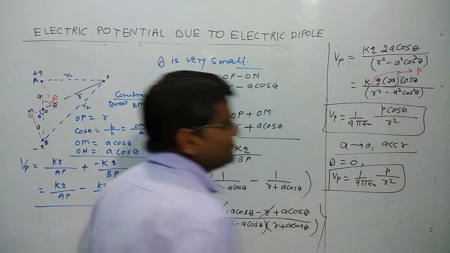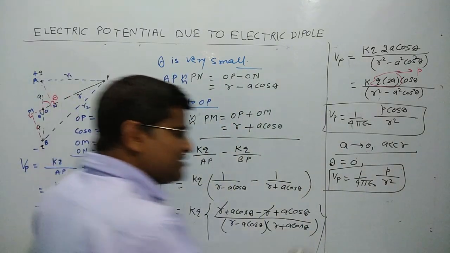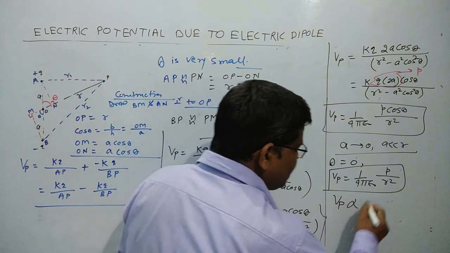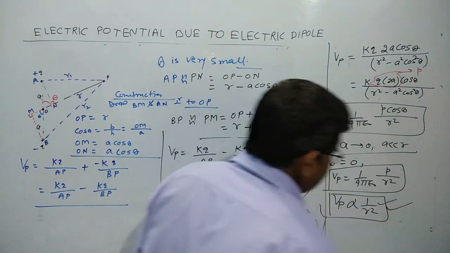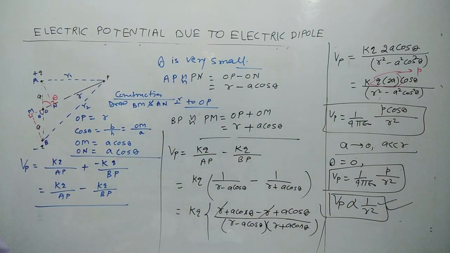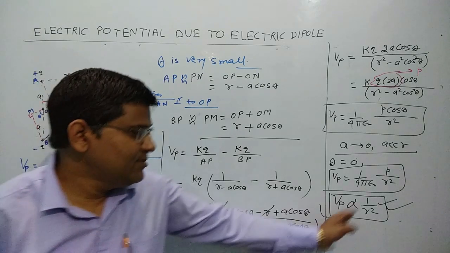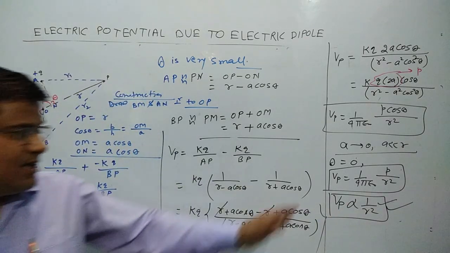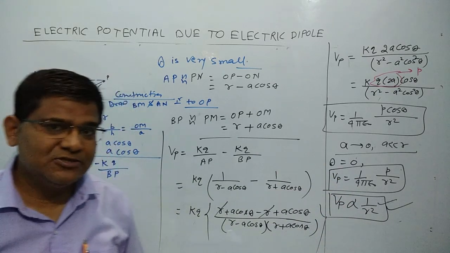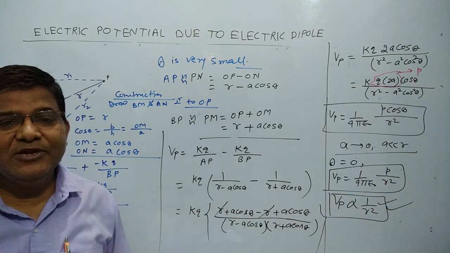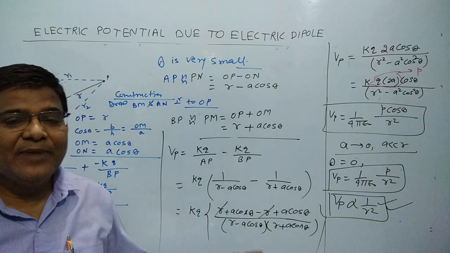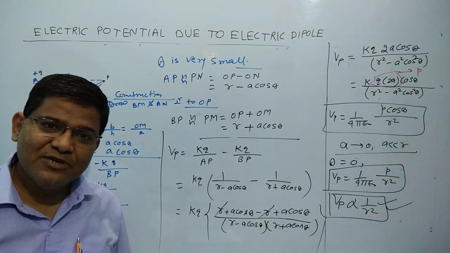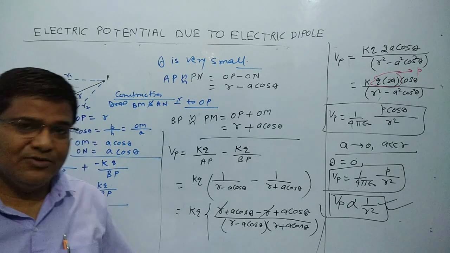Here one thing is, electric potential due to dipole is inversely proportional to R square. This is the new thing. You must remember it. For a point charge, it is inversely proportional to R, and here it is inversely proportional to R square. Like electric field due to a point charge is inversely proportional to R square, but due to a dipole it is inversely proportional to R cube.